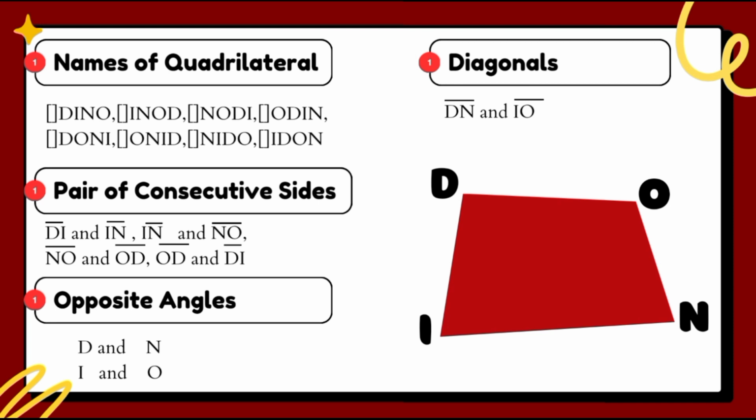And lastly is we have the diagonals. So getting the diagonals is easy. So the diagonals in our example are the DN and the IO. So that's how we name the parts of a quadrilateral.